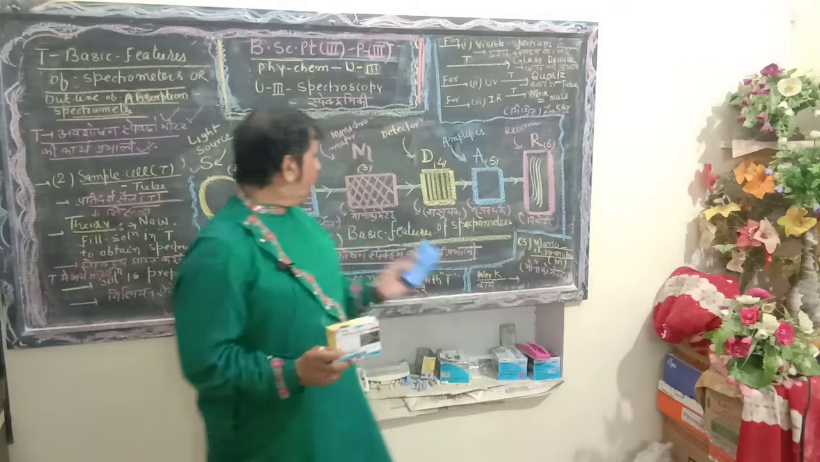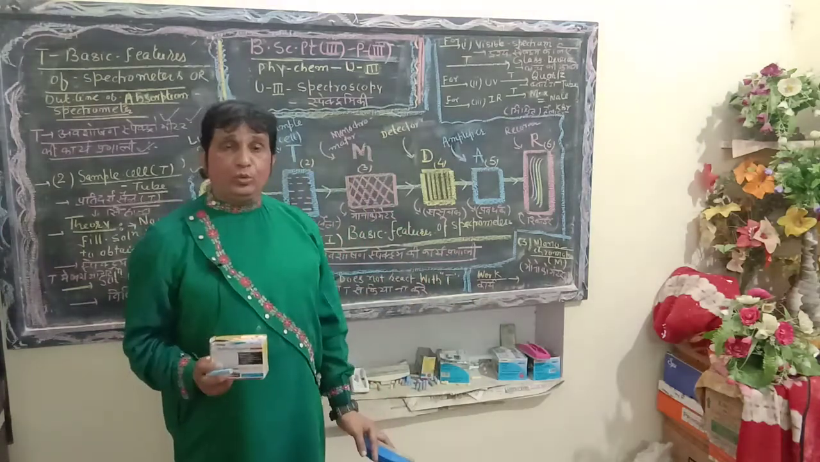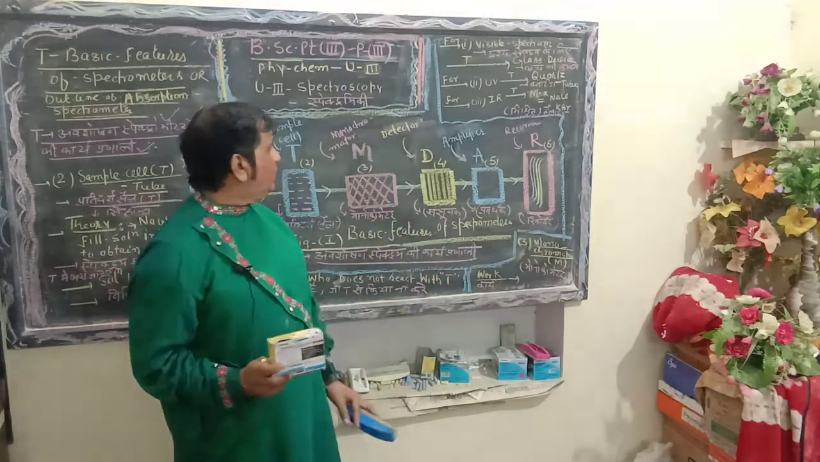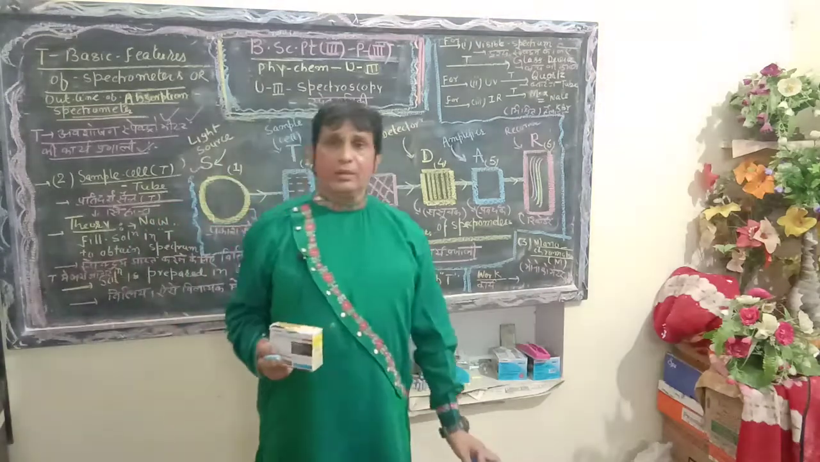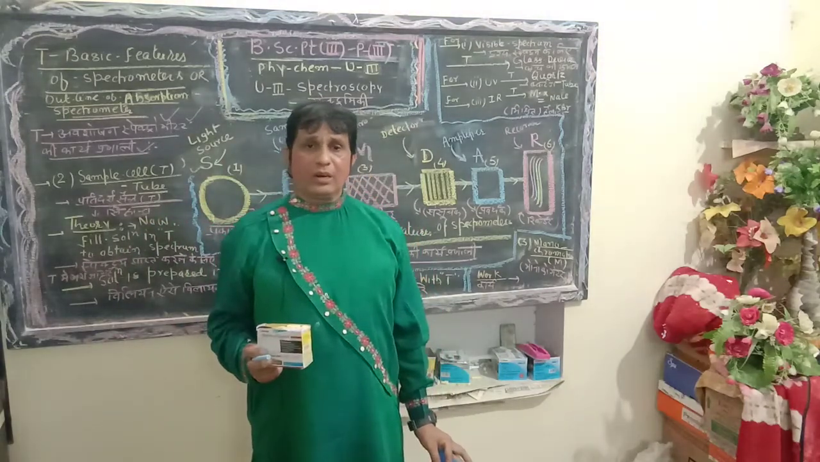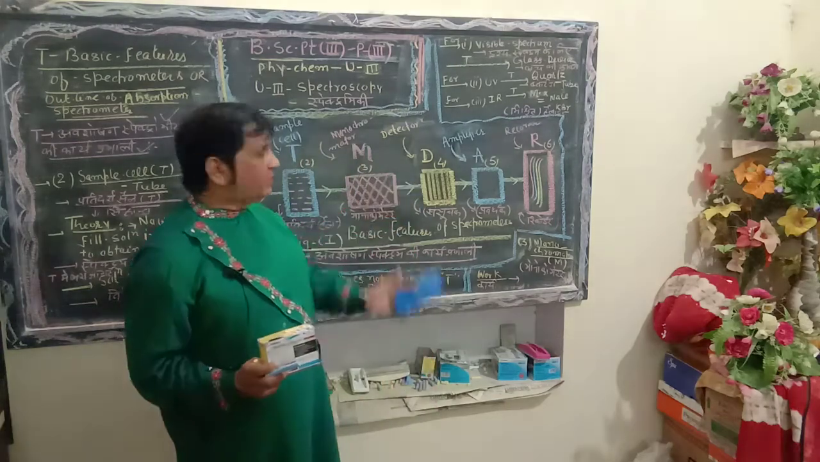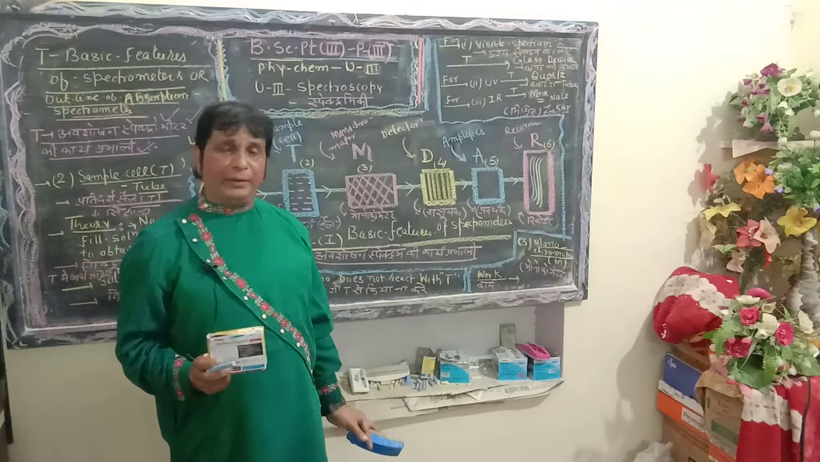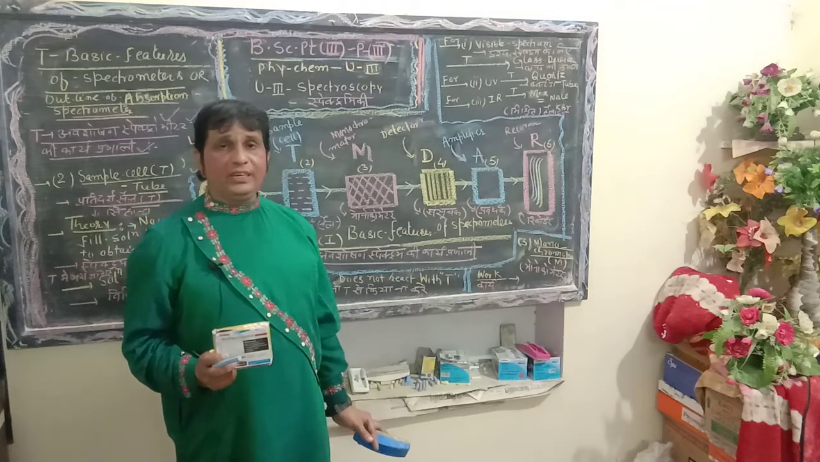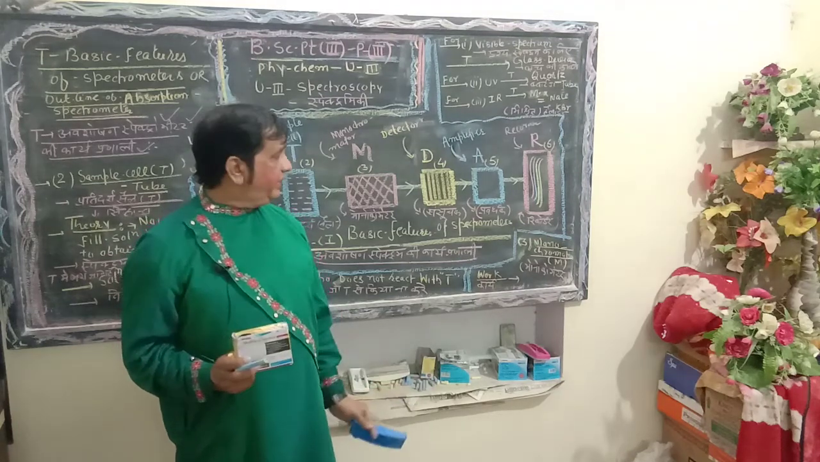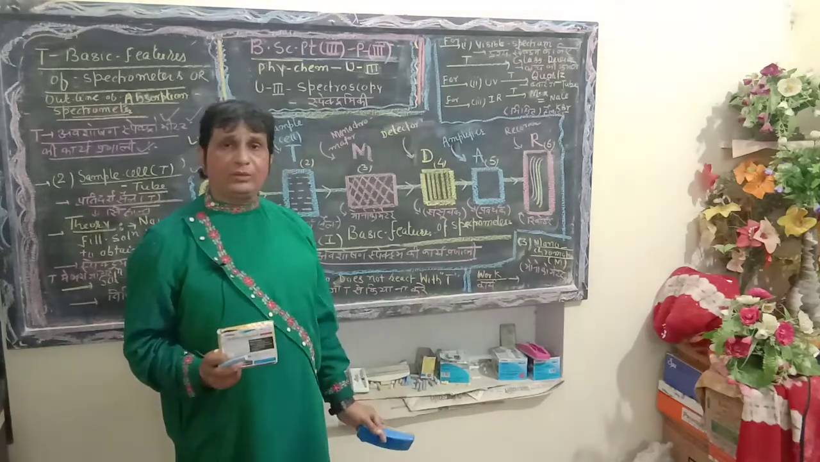Dear students, the sample cell T2 is further connected to the monochromator M. Tomorrow I will deliver its next part, the monochromator, symbolized by M, number 3, its main function and its utility in the spectrometer.